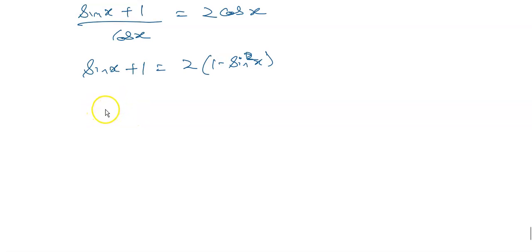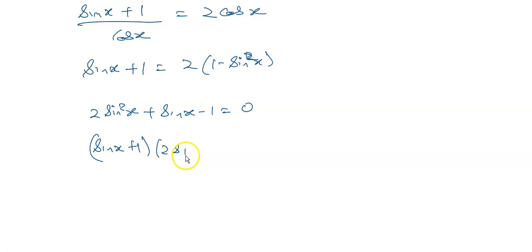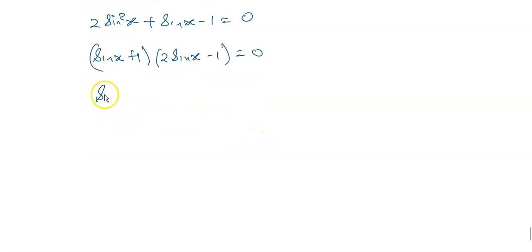So this is 2 sin square x, then plus sin x, and 1 minus 2 is minus 1. This is equals to 0. So this will be, factorize कर सकते हैं इसको. So one root I can directly observe, that is sin x equals to minus 1. So plus 1 into 2 sin x and minus 1 equal to 0. So this implies sin x is equals to minus 1 or sin x is equals to 1 by 2.